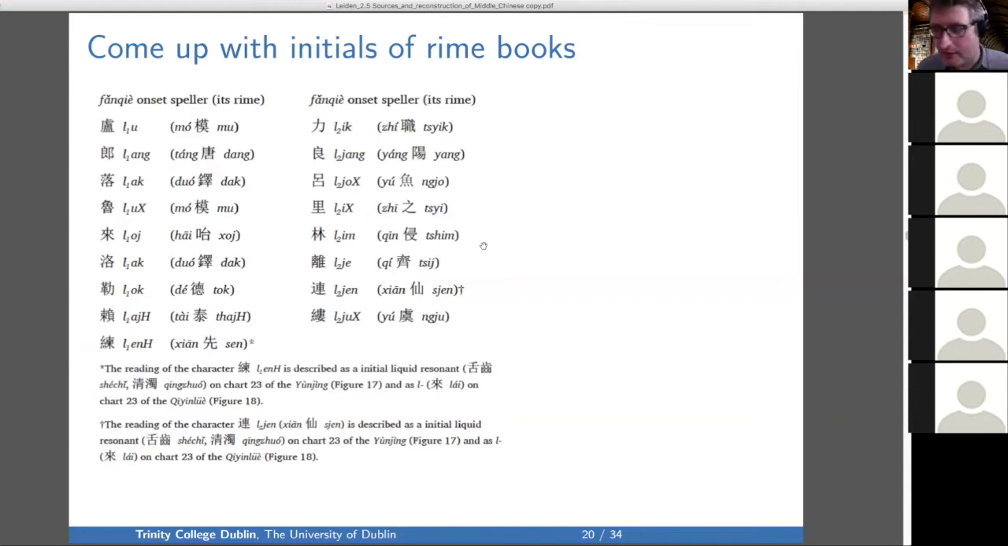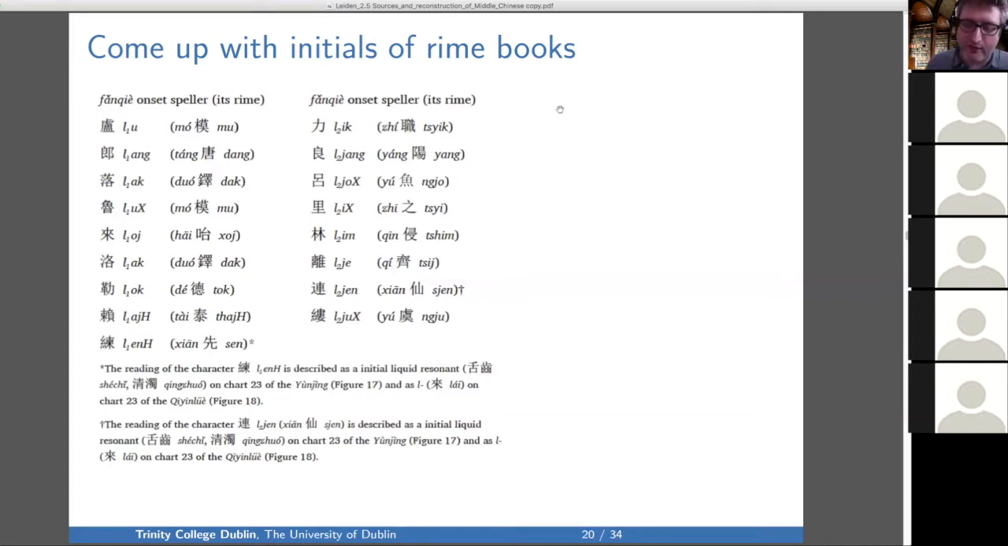Now, if we look at the right, we try to look up those characters. We similarly find only one of them in the rhyme tables, which is the second to last one. And then we find that it's also described as a liquid resonant in the Yunjing and as the Lai initial in the Qieyun. Okay.